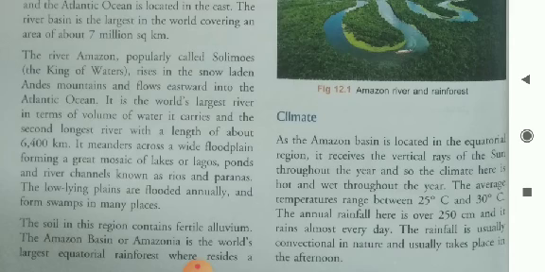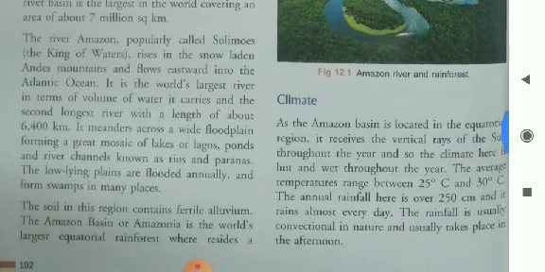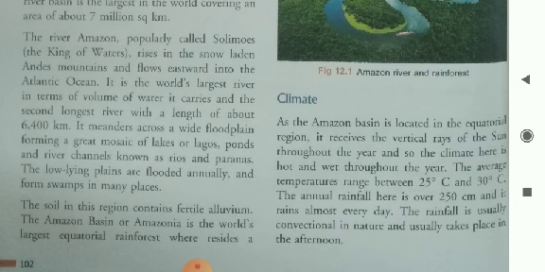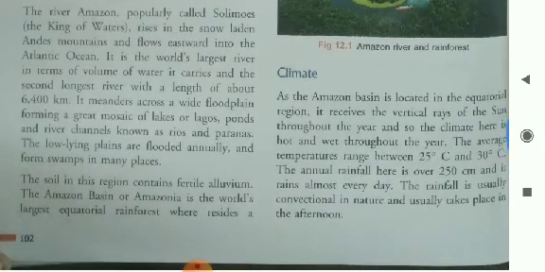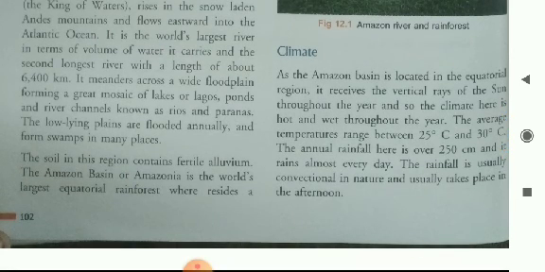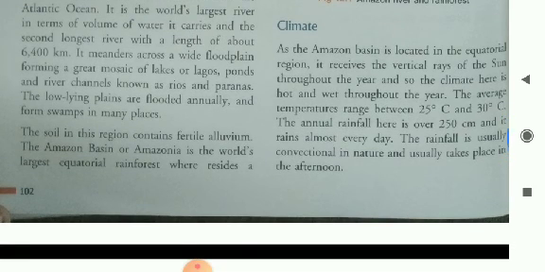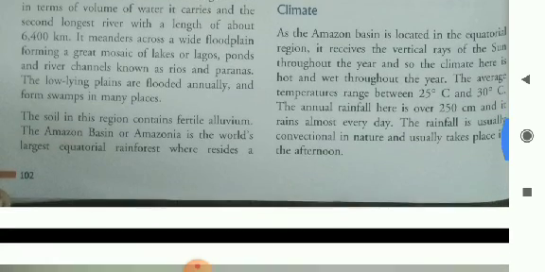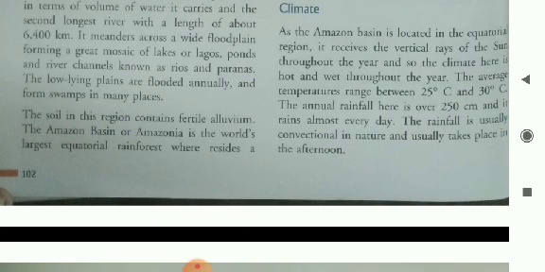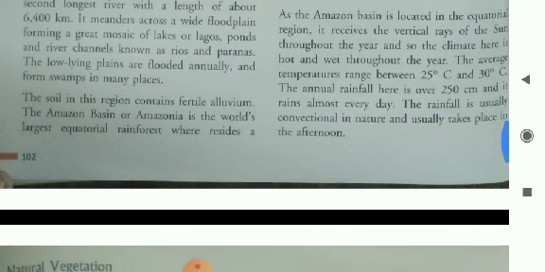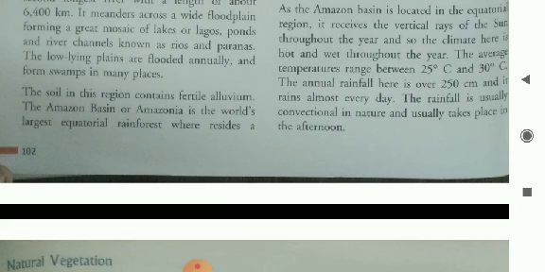The river basin is the largest in the world, covering an area of about 7 million square kilometers. The river Amazon, popularly called Solimoes, rises in the snow-laden Andes Mountains and flows eastward into the Atlantic Ocean. It is the world's largest river in terms of volume of water and the second longest river with a length of about 6,400 kilometers.